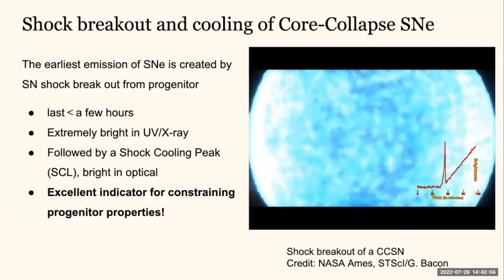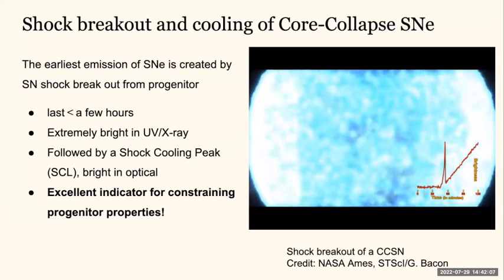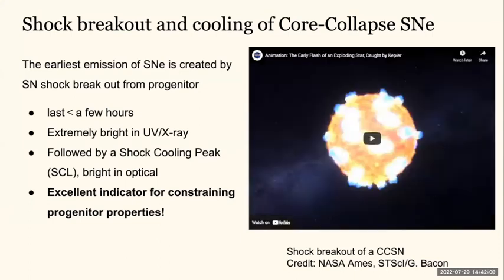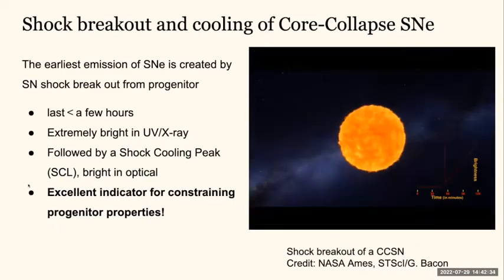But following that, within the first few days, the material heated by the shock will gradually cool down and create a light curve, the so-called shock cooling light curve, which will last for a few days and is bright in optical and near infrared bands. It is a perfect indicator for constraining the progenitor properties, and is detectable by Kepler and TESS.